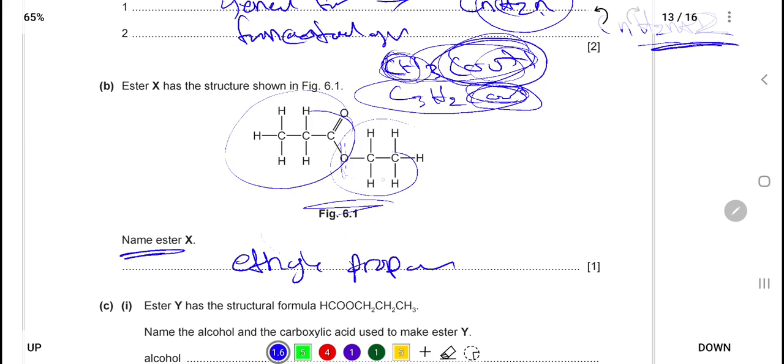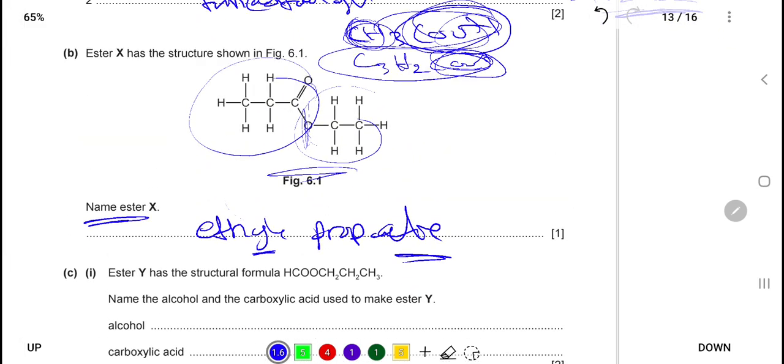First, you need to name the alcohol side. It's going to be ethyl, so you write "yl" and then propanoate. The "oate" comes from the carboxylic acid. Ethyl means 2 carbons, see, they showed it in here. Prop means 3 carbons from here also.